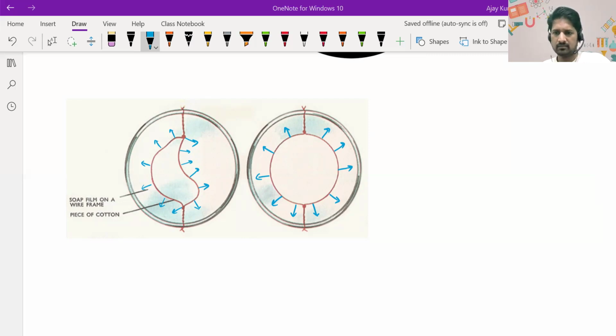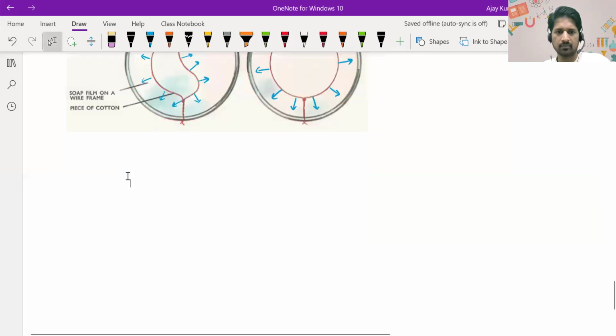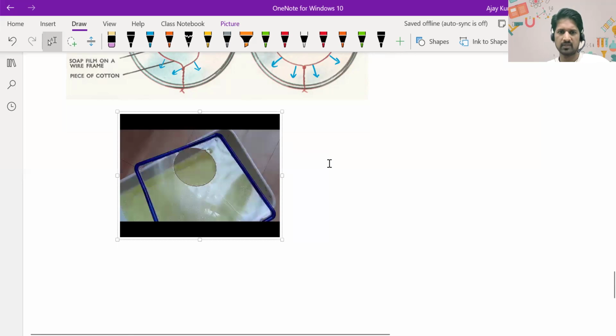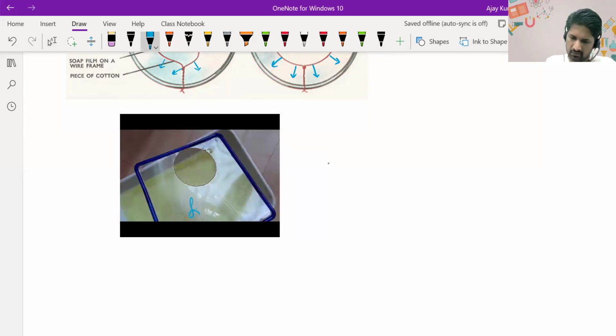Did you all understand? Any doubt in this? This is an example of a real case. I mean, this is a picture of a real case. So you can see that there is film of soap solution around the circular loop, but inside there is no film. It has been pricked there.